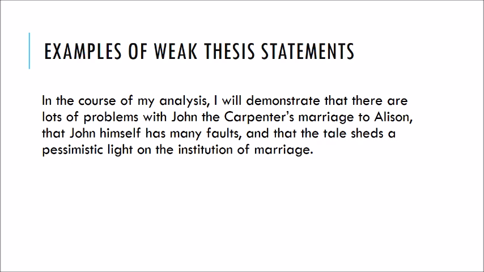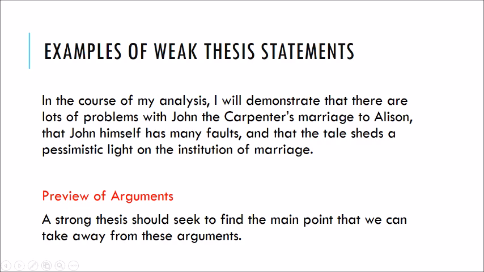Next thesis example. In the course of my analysis, I will demonstrate that there are lots of problems with John the Carpenter's marriage to Allison, that John himself has many faults, and that the tale sheds a pessimistic light on the institution of marriage. This is the preview of arguments. So to move this into a stronger thesis, you should seek to find the main point that you can take away from these arguments. What is the single final conclusion that can be gotten by looking at all of these various points?